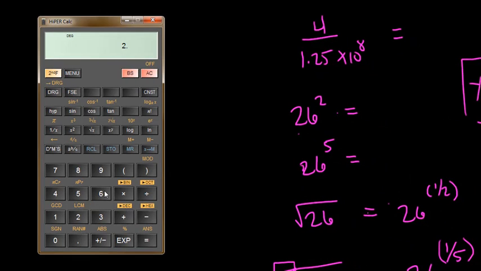So we can use our calculator to figure out the fifth root of 26. So we want to do 26. I'm going to use this x to the y button, so x to the y power. You see that pops up here. For my y value, I want to use my parentheses, 1 divided by 5, close my parentheses. 1 divided by 5 is 0.2, and now I click equals, so the fifth root of 26 is 1.92.